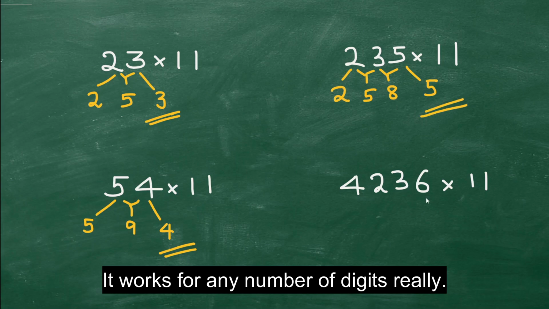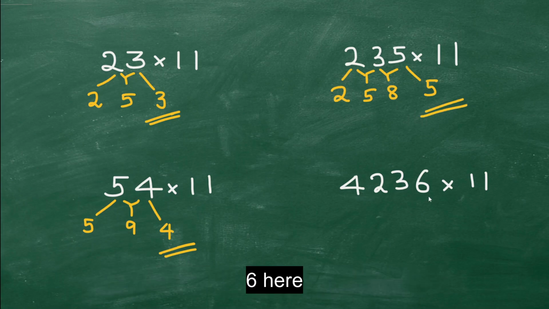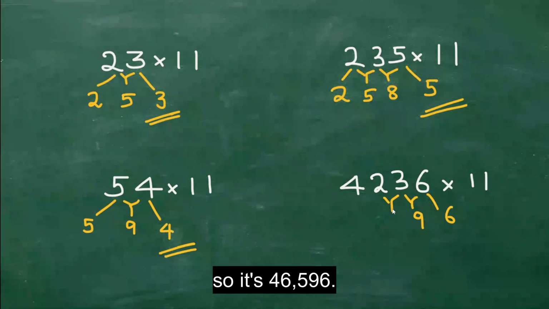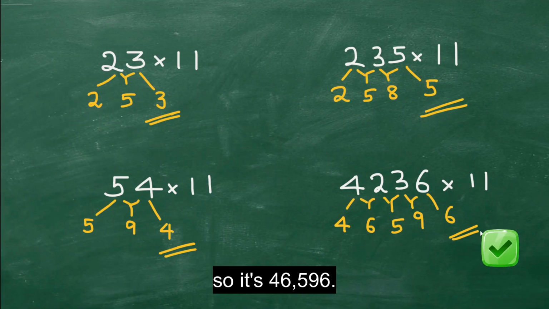Let's do a 4-digit number. It works for any number of digits really. 6 here. 6 add 3 is 9. 3 add 2 is 5. 4 add 2 is 6. So it's 46,596.